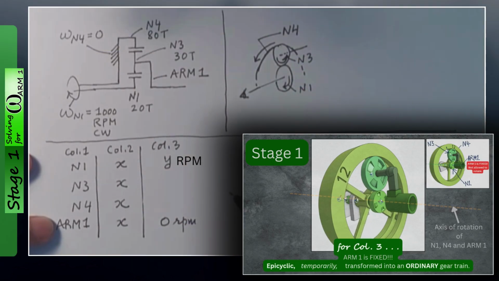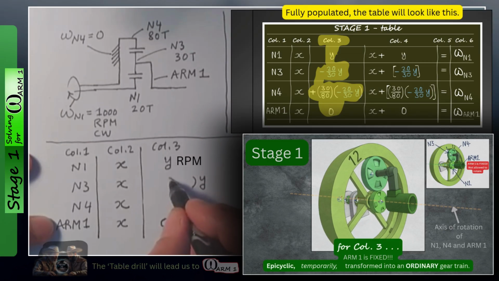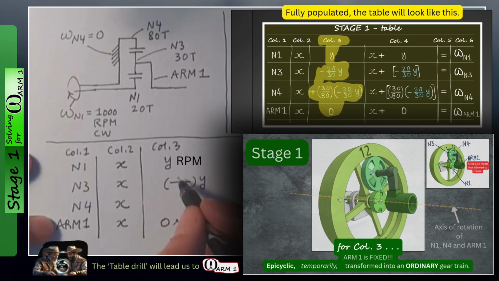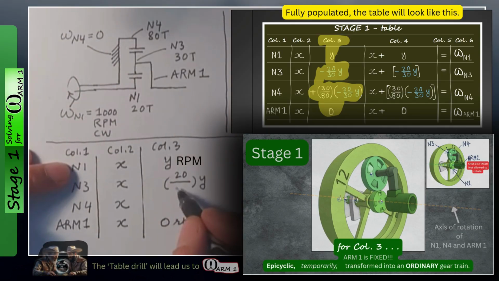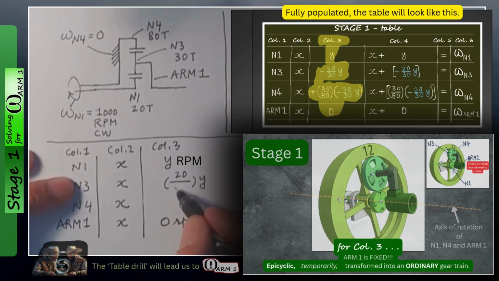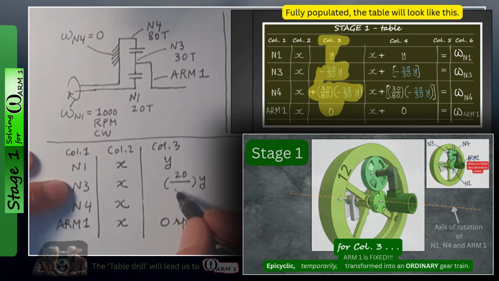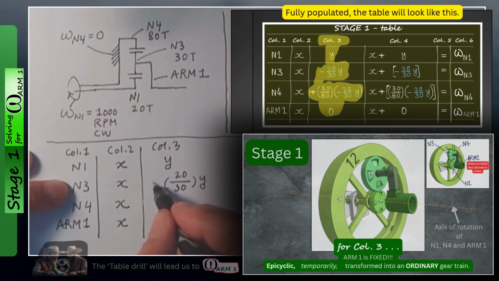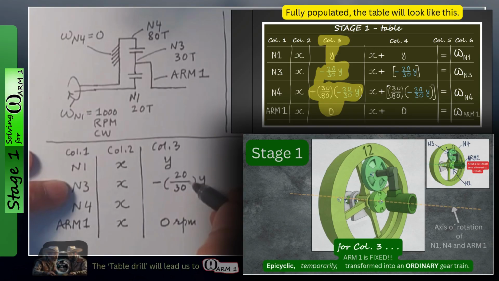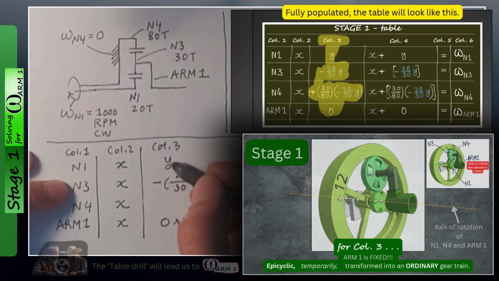But what would be the magnitude? The magnitude would be that we take the rotational speed of N1, which is Y, and we multiply it with a fraction where the numerator is the number of teeth on N1, which is 20 teeth, divided by the denominator, the number of teeth on N3, which is 30 teeth, and we stick a minus sign next to it to indicate that the direction of rotation of N3 will be opposite from that of N1.